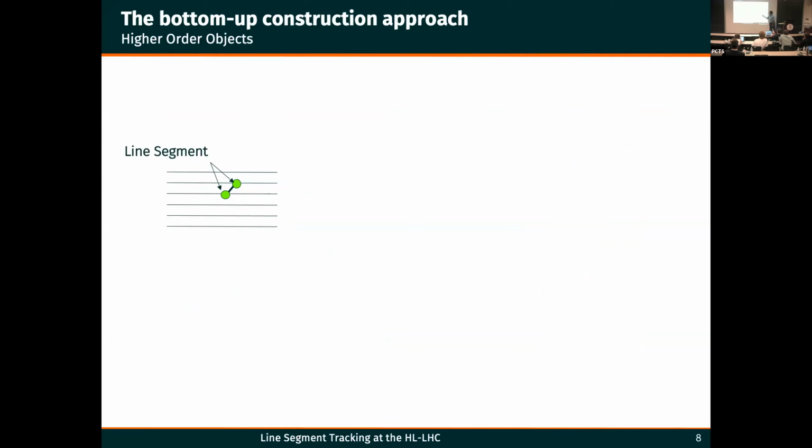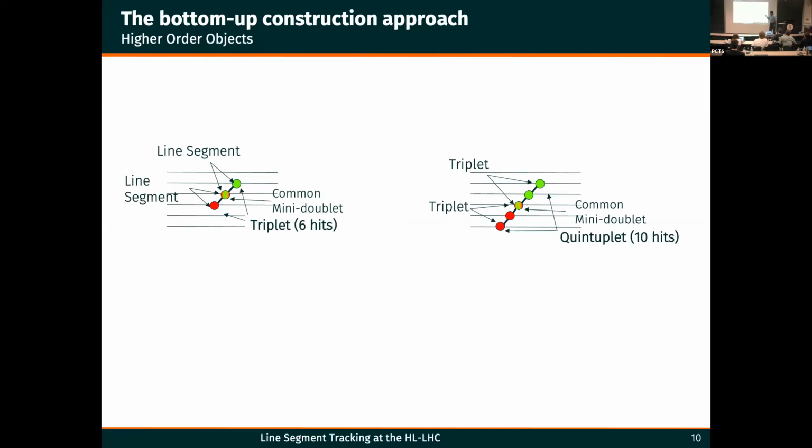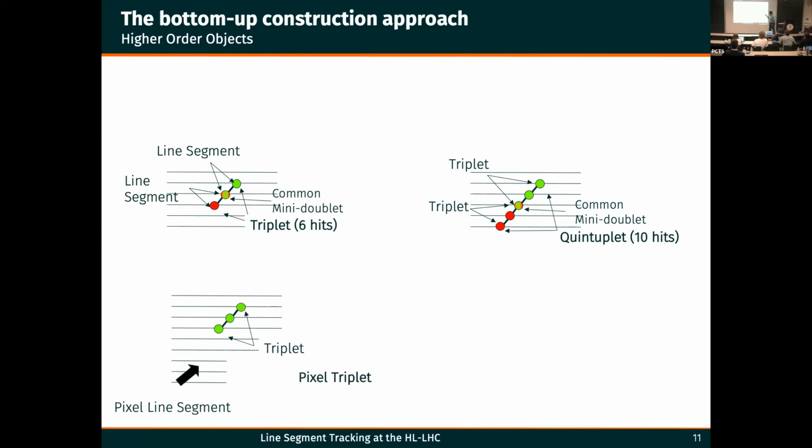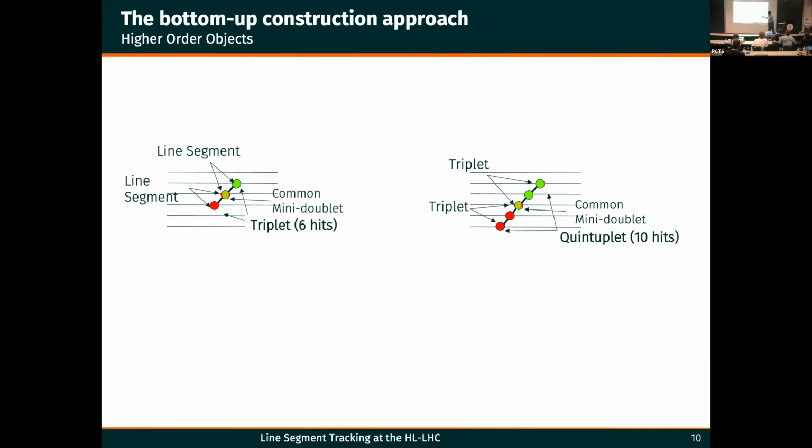Once we have these objects, we can link them up further. So we have one segment here. We then link it up with another segment, and we have a criterion that one of these mini doublets needs to be common. And so we create a triplet. Now this is 6 hits. Then we can link up two triplets to form a quintuplet. And by now we've already covered 5 layers out of a 6-layer detector. One thing to notice here is that we still haven't relied on the inner pixel tracker yet. So we can use this object to reconstruct displaced tracks.